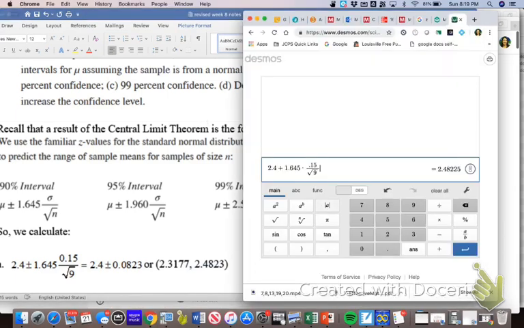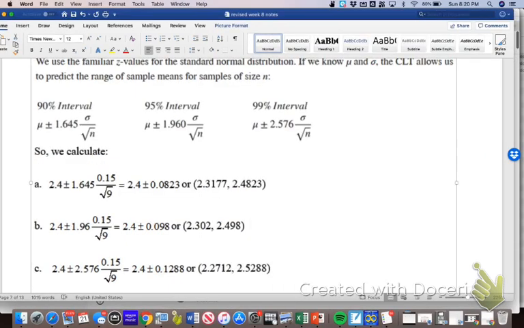Rounded, of course. And now I'll do the same thing, but I'm just going to change this addition to subtraction. So now you see that I've got the lower level of my interval. So as you can see for B and C, we literally do exactly the same step. It's just that you're using a different z-score that is based on the confidence level.